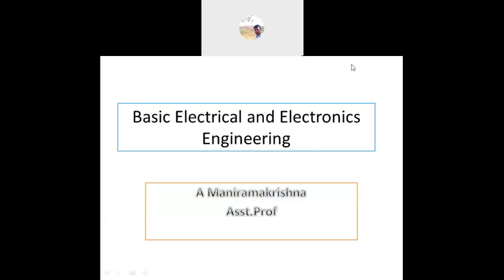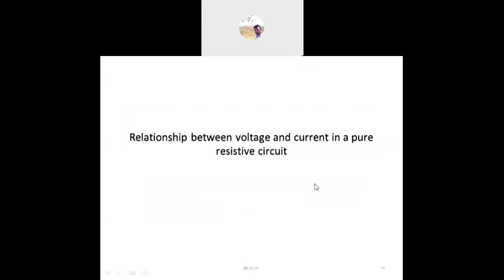Today's lecture deals with the relationship between the resistive, capacitive, and inductive elements. Okay, so the current and voltage in the pure resistor circuit, and the relationship between the voltage and current in the pure resistor circuit, pure inductive circuit, and pure capacitor circuit. As well as, we'll learn about the RL series circuit, RC series circuit, and RLC series circuit.